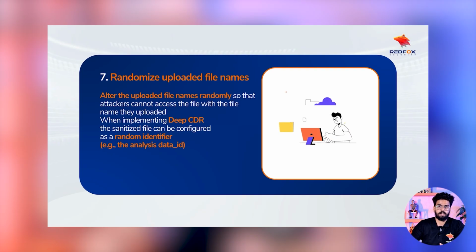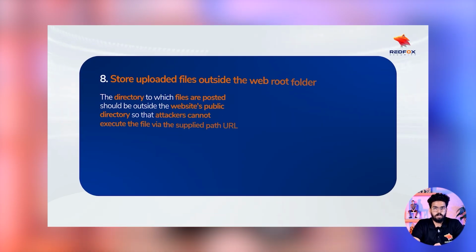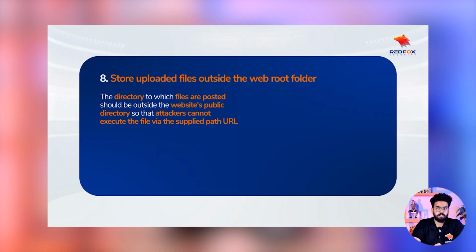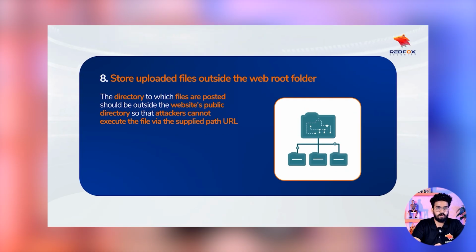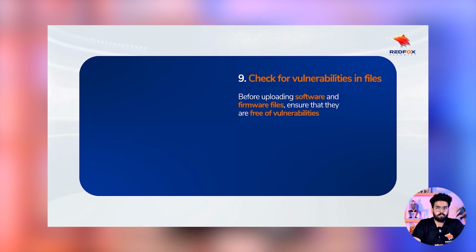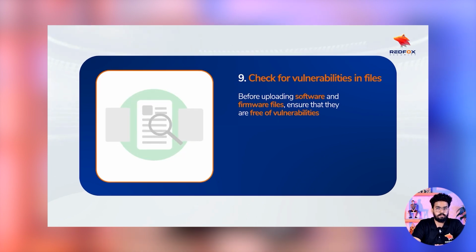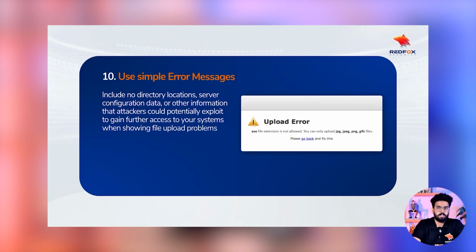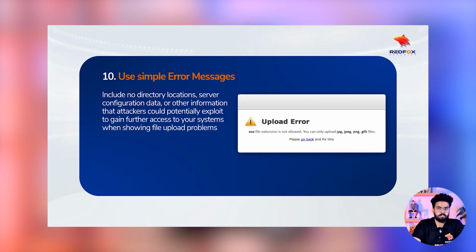Store upload files outside the web root folder. The directory to which files are posted should be outside the website's public directory so that attackers cannot execute the file via the supplied path URL. Check for vulnerabilities in files before uploading software and firmware files. Ensure that they are free of vulnerabilities. Use simple error messages. Include no directory location, server configuration data, or other information that attackers could potentially exploit to gain further access to your systems when showing the upload problems.